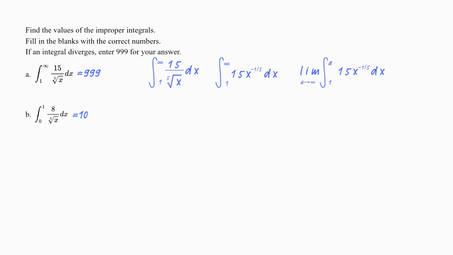To recap, in part A, the exponent was less than 1 while going to infinity, so the area kept growing forever. Therefore, the answer was 9, 9, 9, because it diverges. For part B, we were looking at the area near a vertical asymptote. Because the gap closed fast enough, we got a finite area, so our answer is 10.